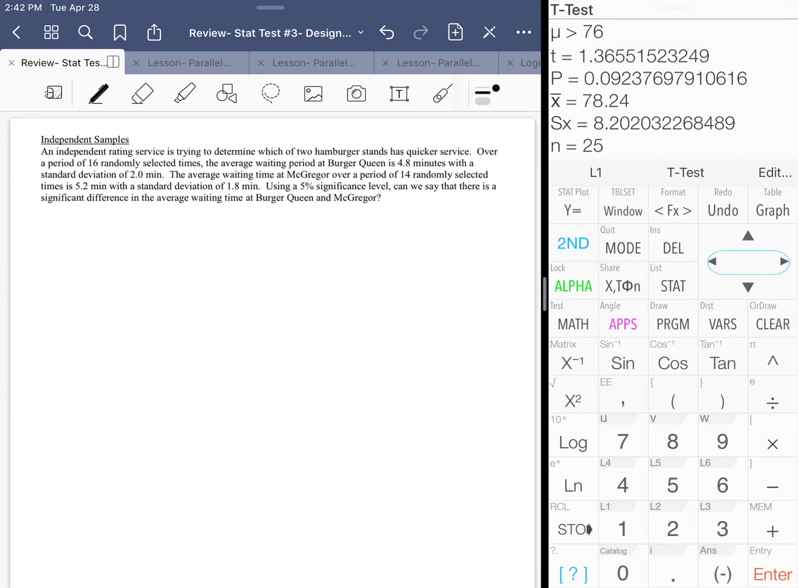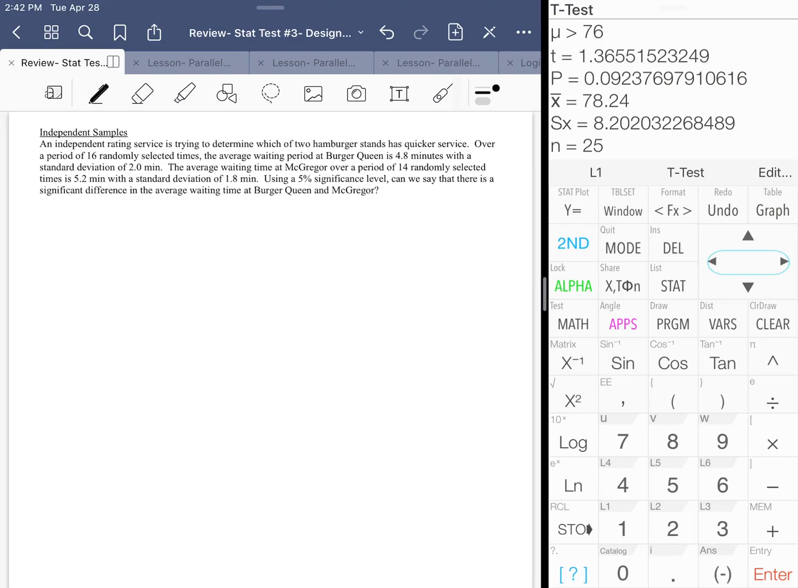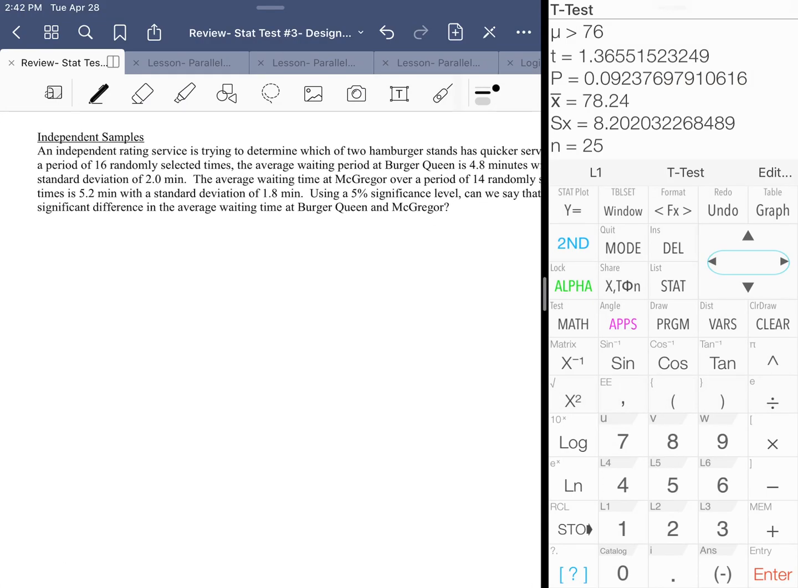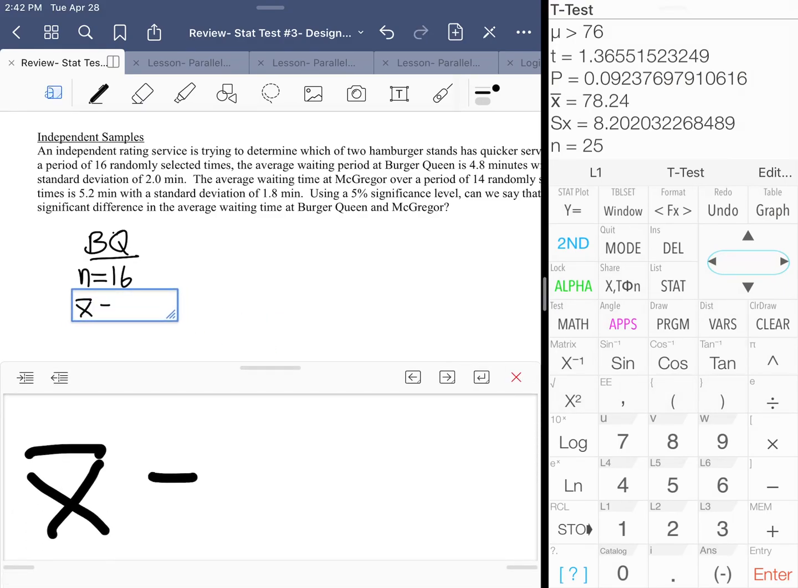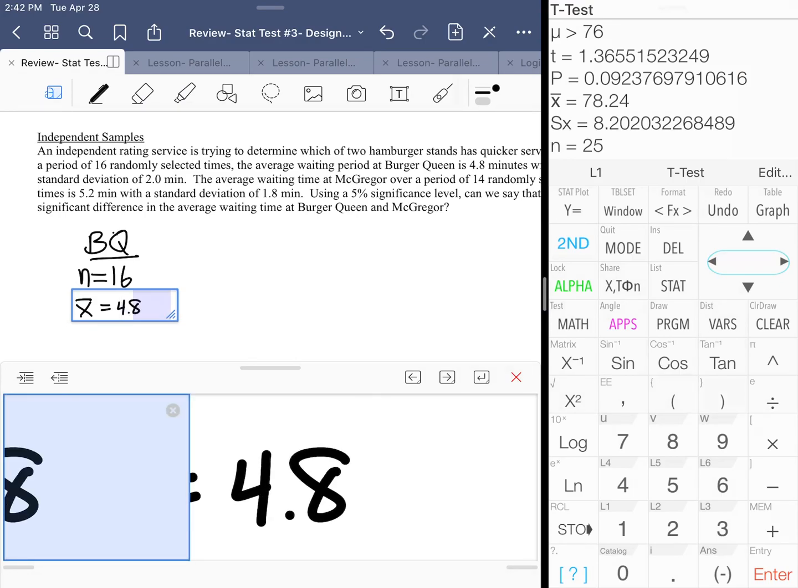I think I'm going to squeeze one more into this video, and that is the independent samples, because it's along the same lines as the two population proportion, which we tackled with the Eli Manning question. So it's got a little bit of familiarity. We have 16 randomly selected times at Burger Queen. So n is equal to 16. The average waiting period, x bar, is 4.8 minutes.